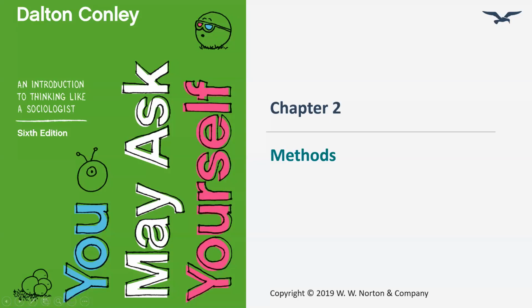Hello, everyone, and welcome. Today we're going to be talking about Chapter 2, all about methods. This chapter introduces terms and methods that are used in sociological research. Additionally, it explains how different methods are used and when, with a specific focus on quantitative and qualitative methods. How researchers collect data and what they collect are covered, and the chapter concludes with an explanation of the ethics used in research.